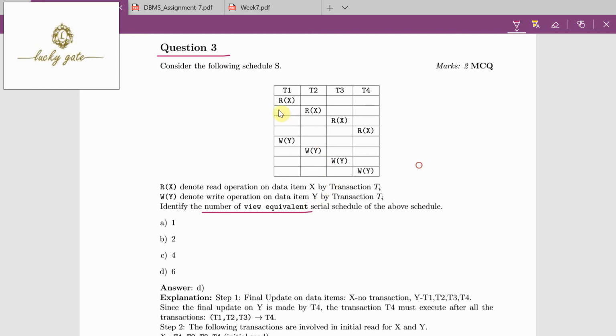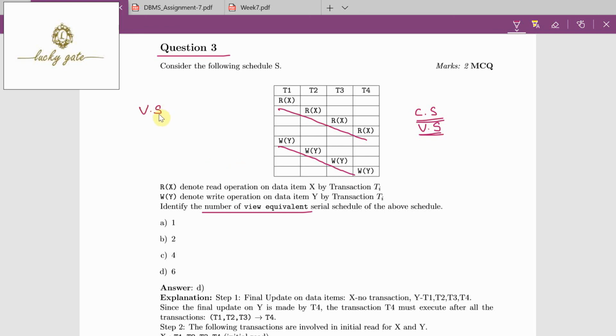Here observe that transactions 1, 2, 3, 4 are reading X and 1, 2, 3, 4 are writing Y, because it is read X, write Y. And because all are read X, there are no conflicts. All are write Y. Here write-writes are conflicts, but all these writes are in sequential order. So the schedule is view serializable, and the schedule is also conflict serializable. But the question is, identify the number of view equivalent serial schedules.